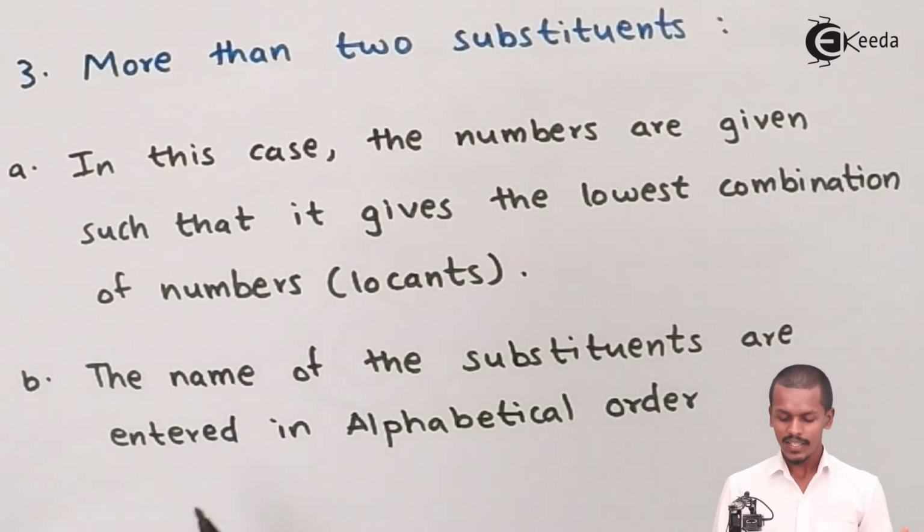And yes, the names of the substituents are entered in alphabetical order. So the name that we express for a particular structure should be in alphabetical order.